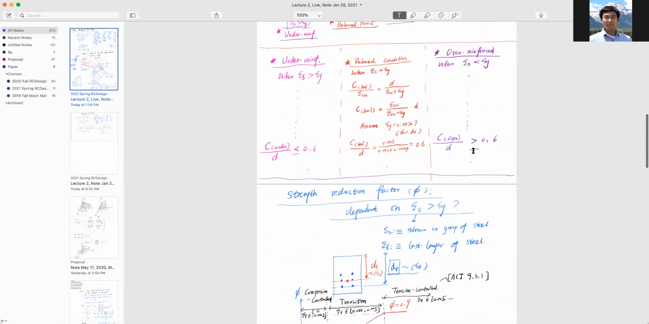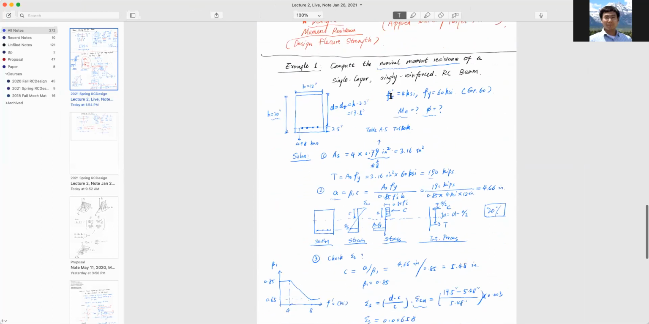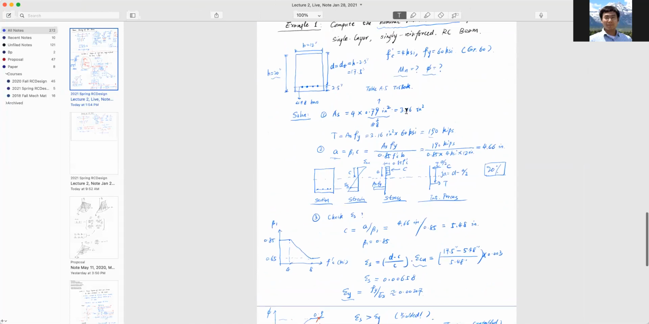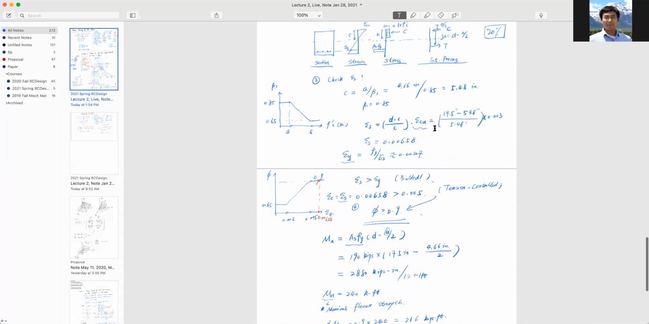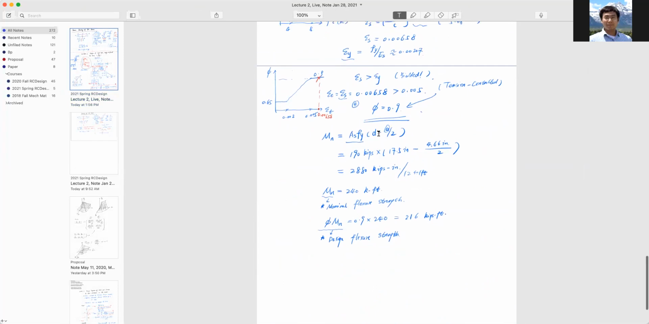So this is example 1, right? We just talked about this. If you want to finalize your answer, Mn equals 240 and phi Mn equals 216. So this is for single layer.